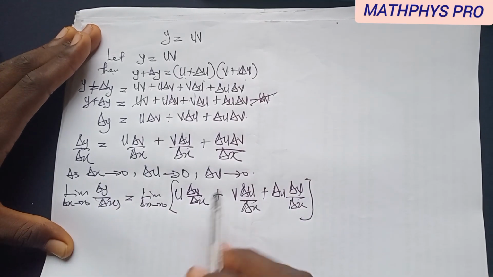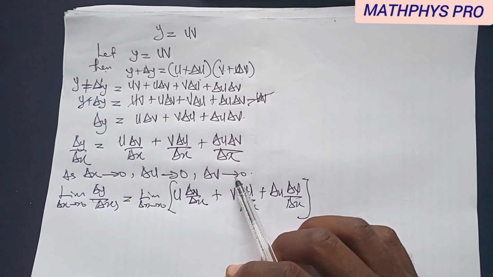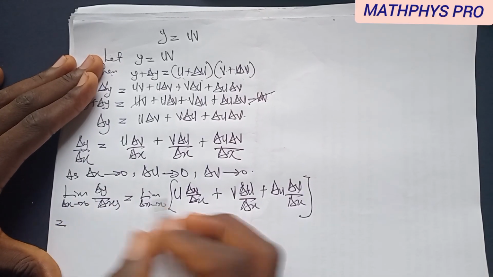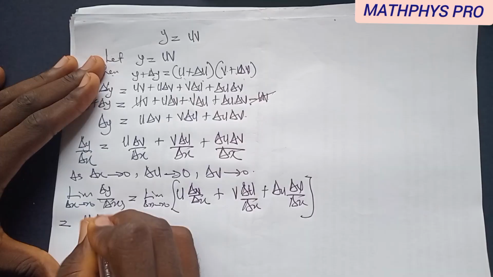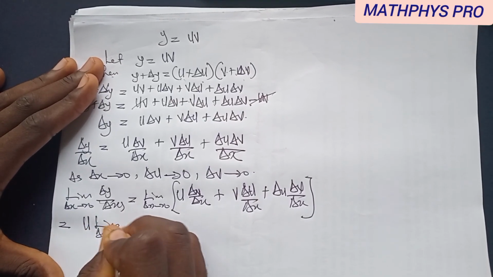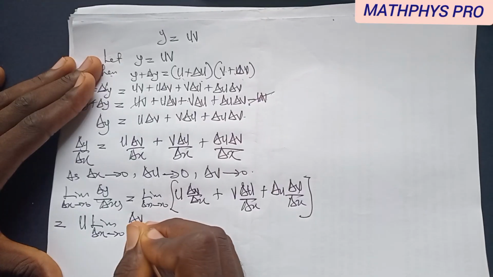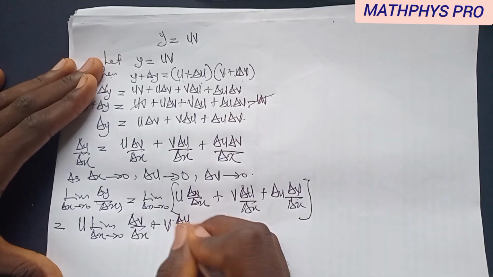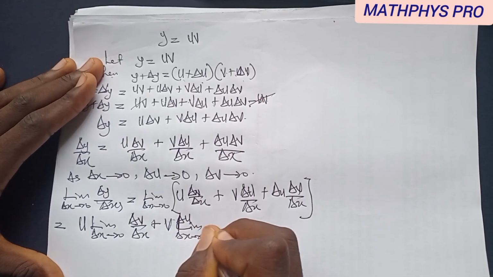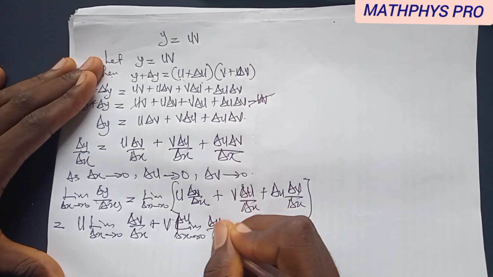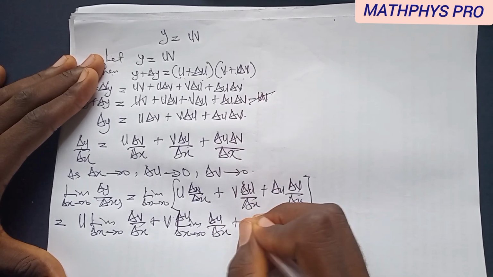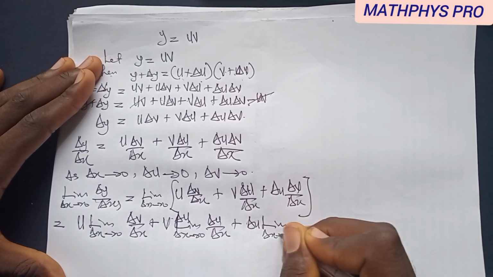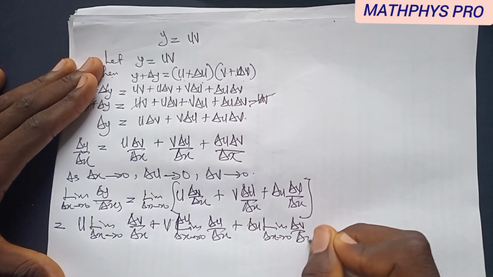Now don't forget that according to the product property of limit, this is equal to u times the limit when change in x tends to 0 of change in v over change in x, plus v times the limit when change in x tends to 0 of change in u over change in x, plus the limit of change in u times the limit when change in x tends to 0 of change in v over change in x.